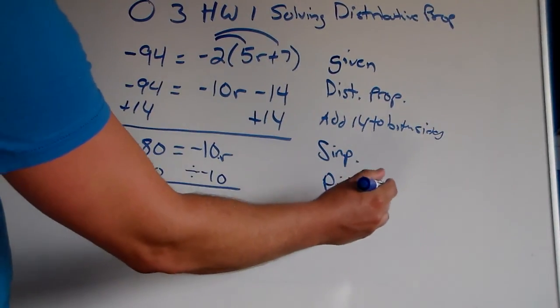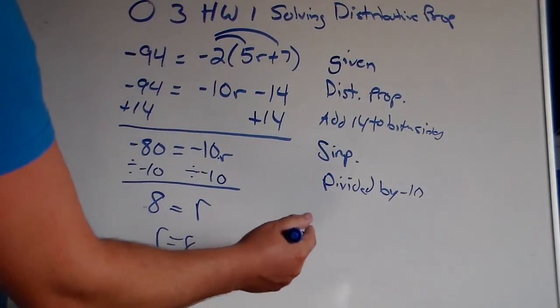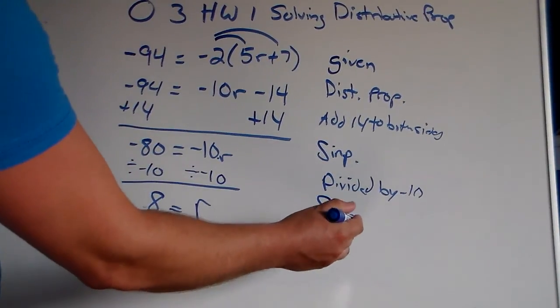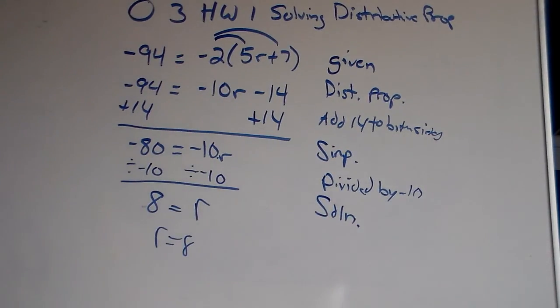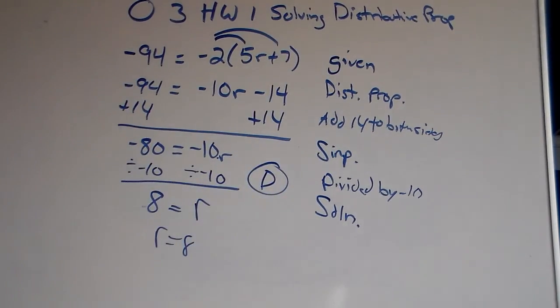So we divided by negative 10 on both sides of the equation, and then we have our solution, which is r equals 8. So the answer to problem number 1 is D, r equals 8. Next up, we'll do problem number 3.